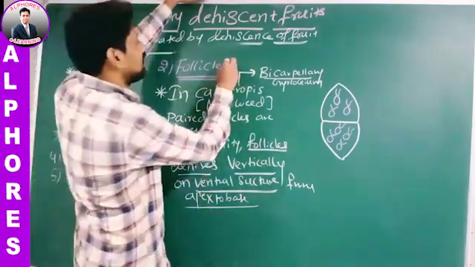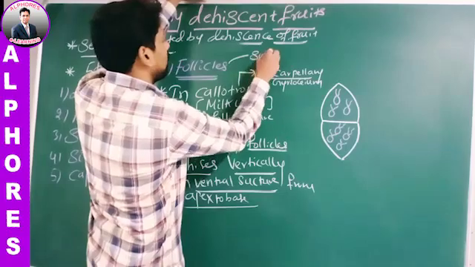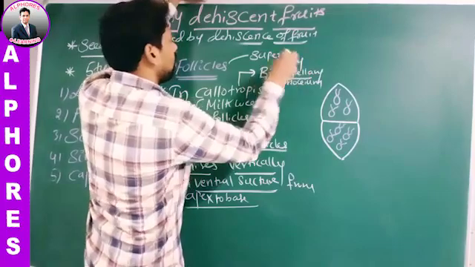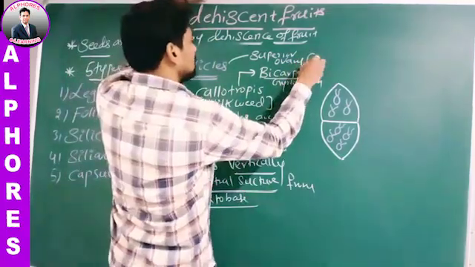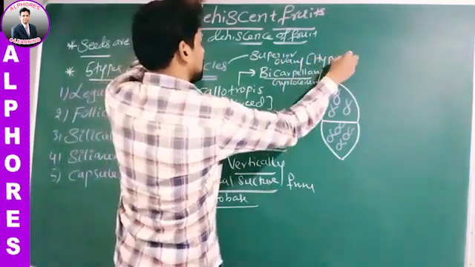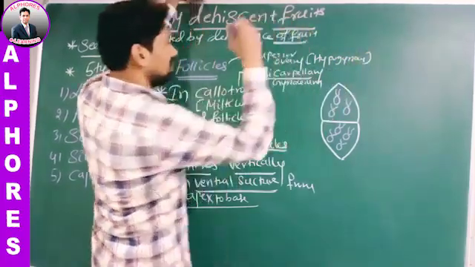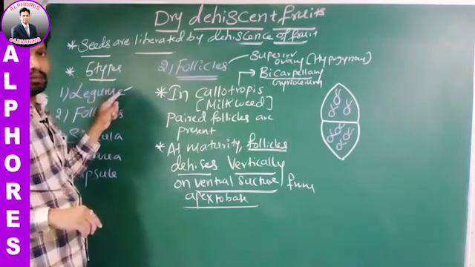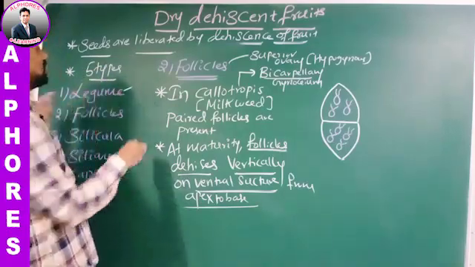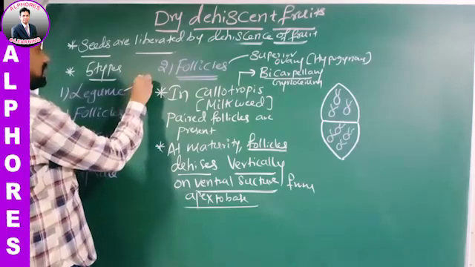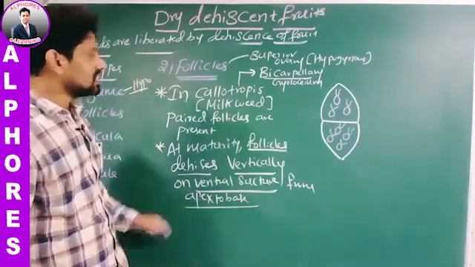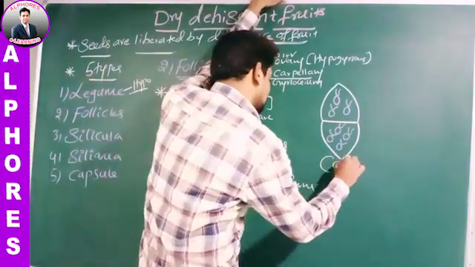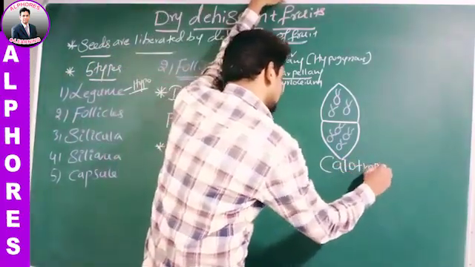Follicles are developed from the superior ovary. Superior ovary means which flower? Hypogynous flower. Legume, I already told, is also developed from the superior ovary. Superior ovary means which type of flower here also? Hypogynous flower.